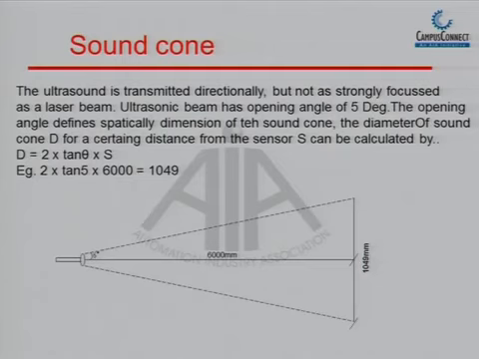So, there are certain ultrasonic sensors through which we can adjust the sound cone, and the sound cone can get reduced to almost 90% of what is there. That means, instead of 1 meter the sound cone would be around 200 mm, 300 mm.